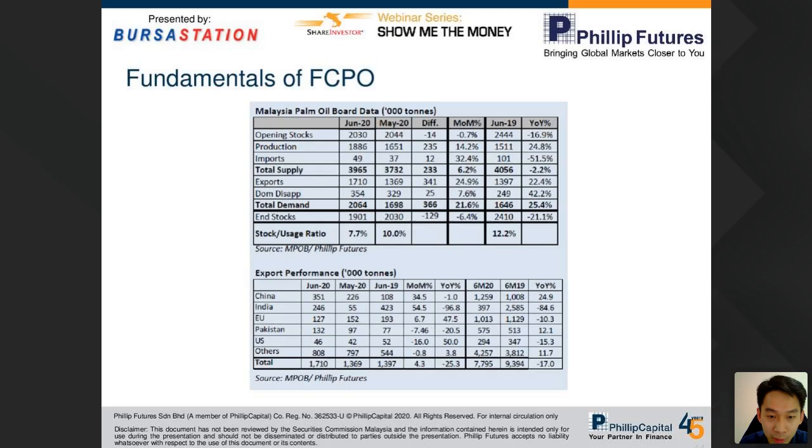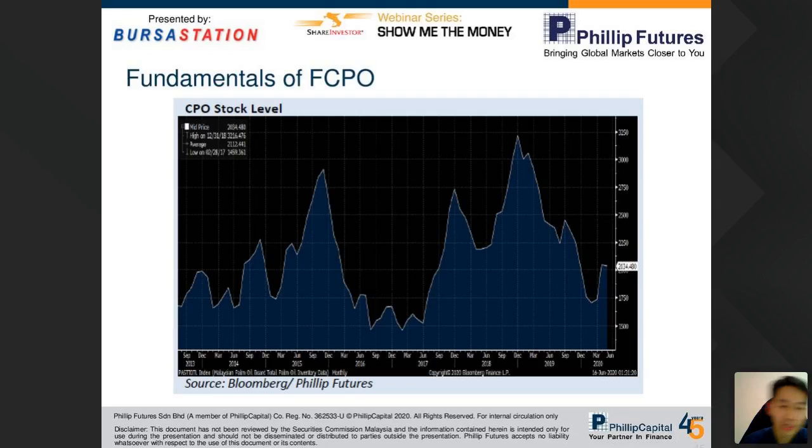When you're trading FCPO, make sure you know how to use this data efficiently. This is a graph showing the CPO stock level over a certain period, I think a period of 10 years here. As you can see, CPO stock level is on a decline. So when stock level declines, you know what to expect on the prices, right? As I mentioned earlier.